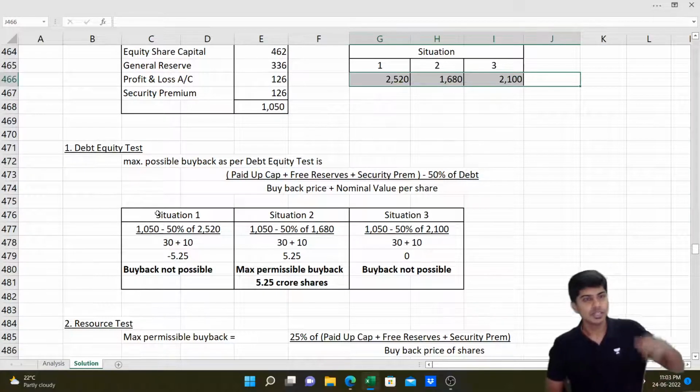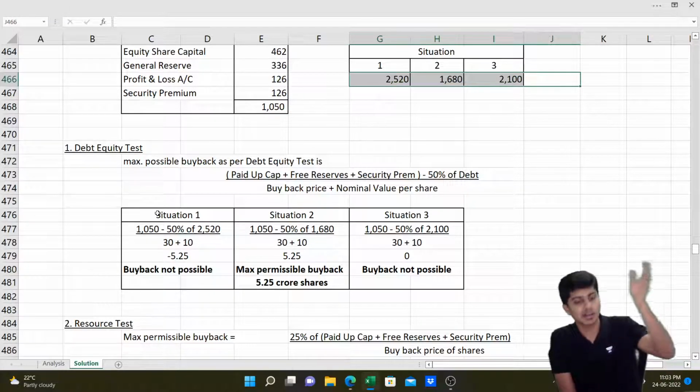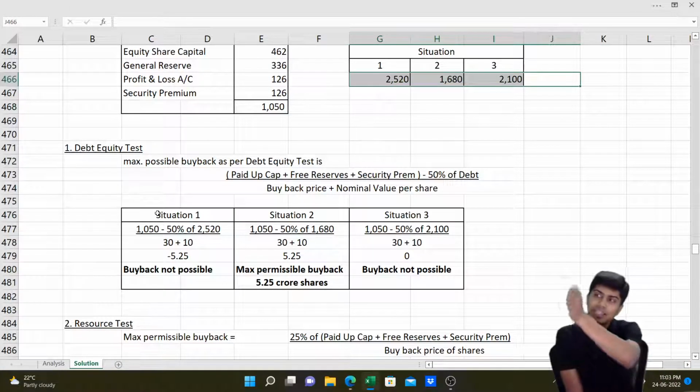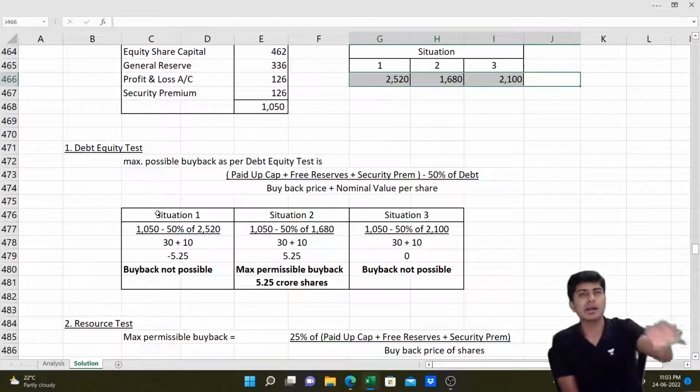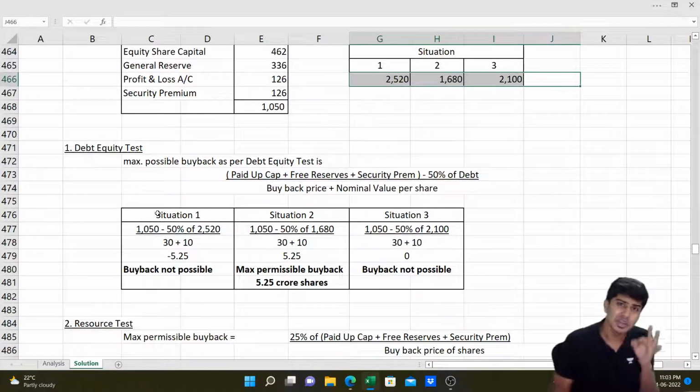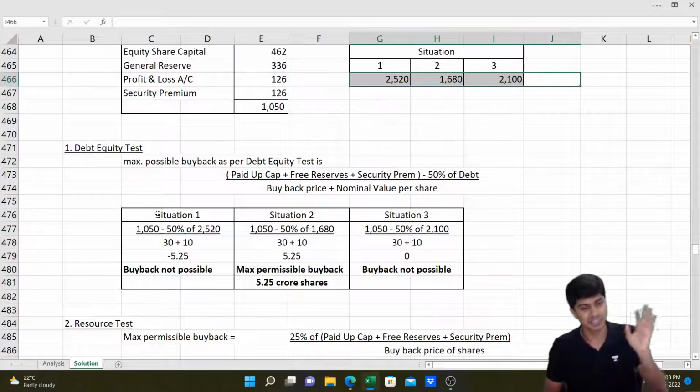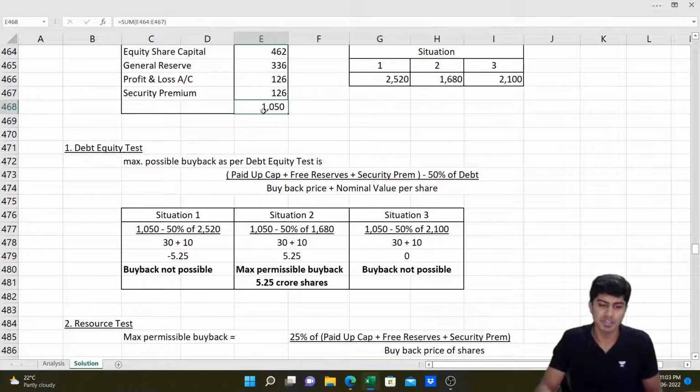I'll repeat. Just take equity, that is paid up capital plus free reserves plus security premium, minus 50% of the debt, divided by buyback price plus nominal value. This is a simple equation. You apply this, khatam, guys. Rest everything is done. We've already computed 1050 as our equity.